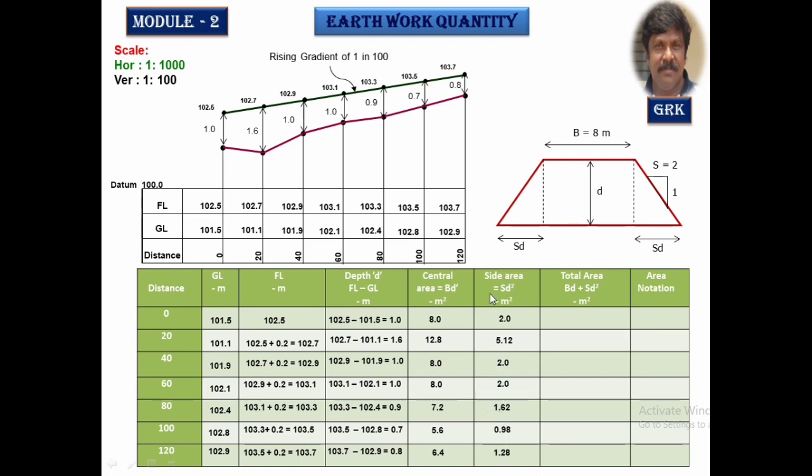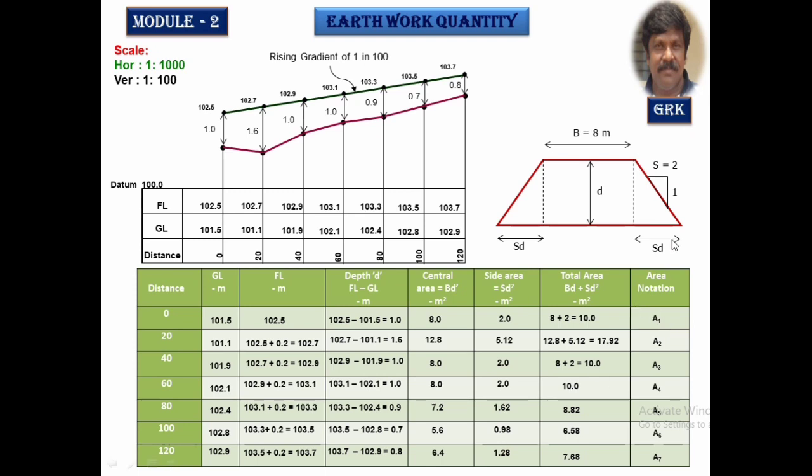Get the side areas. Add this to the summation of this. 8 plus 2 is 10. 12.8 plus 5.12 is 17.92. Like this, you'll get the total areas. Add up all these things. So get the areas. I'll designate these as A1, A2, A3, A4, A5, A6 like this.